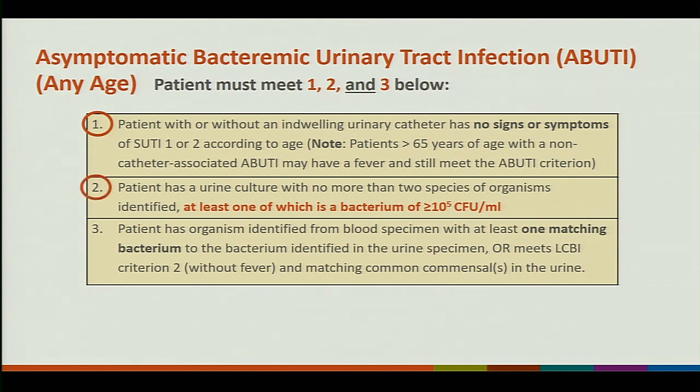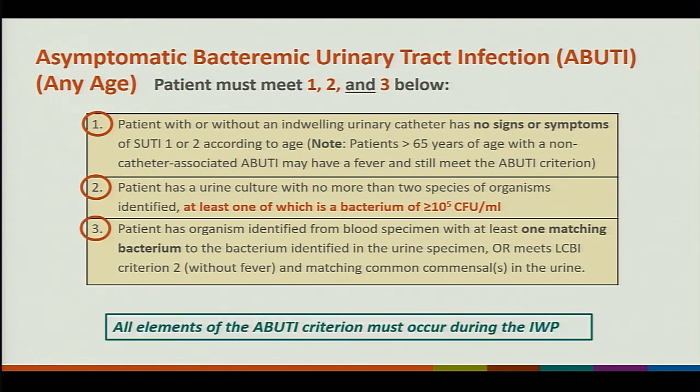Patient has a urine culture with no more than 2 species of organisms, one of which is a bacterium that's equal to or greater than 100,000. And the patient has an organism identified from blood specimen with at least one matching bacterium to the bacterium identified in the urine specimen, or meets LCBI criterion 2 without a fever and matching common commensals in the urine. And we will come back to this again as a case study. And remember, all elements have to be in the IWP.